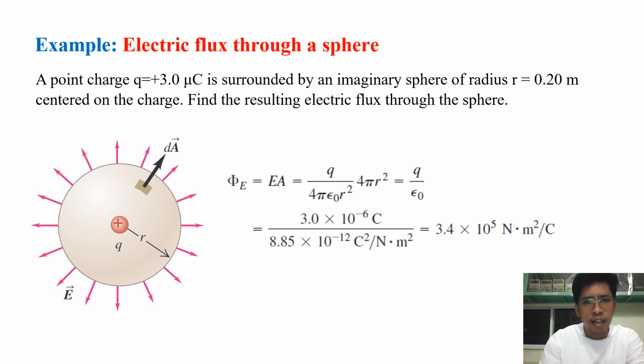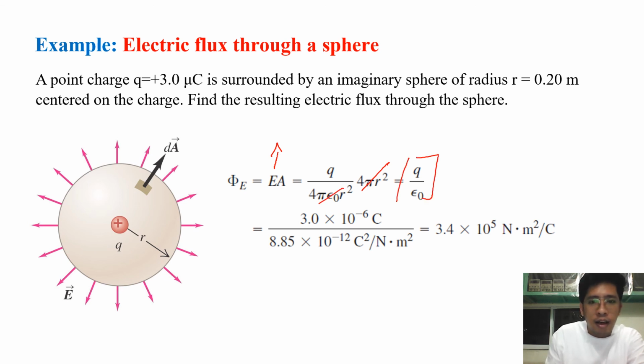Now let's try calculating the flux through a sphere. You have a point charge Q of 3 microcoulombs that is surrounded by an imaginary sphere of radius r, 0.20 meters, centered on the charge. So this time our imaginary surface is a sphere, and we surround your positive charge with this imaginary surface. Let's find the flux for this one. Now your flux is just EA, and your E is the electric field of your point charge, which is equal to Q over 4 pi epsilon naught r squared. The area of your sphere is 4 pi r squared. This 4 pi r squared cancels out, and you're left with this one here.